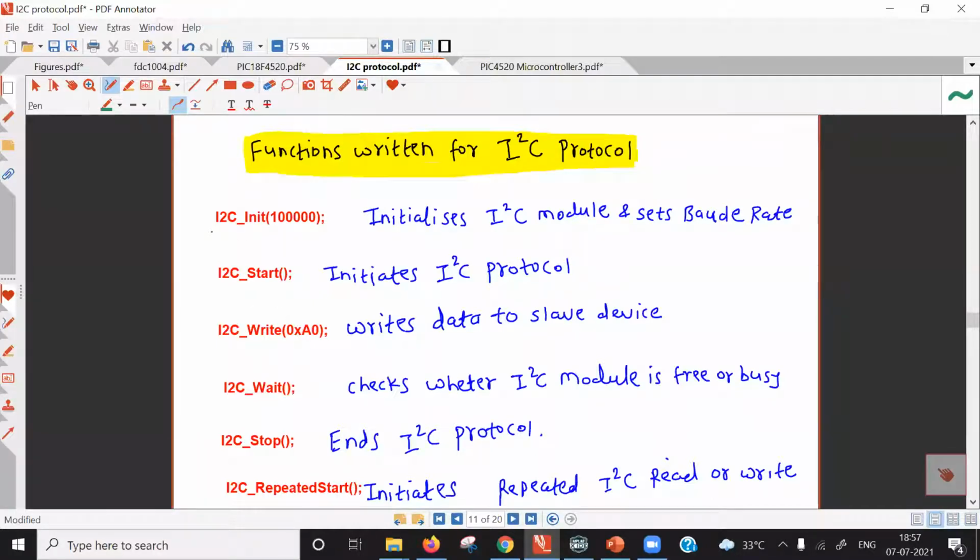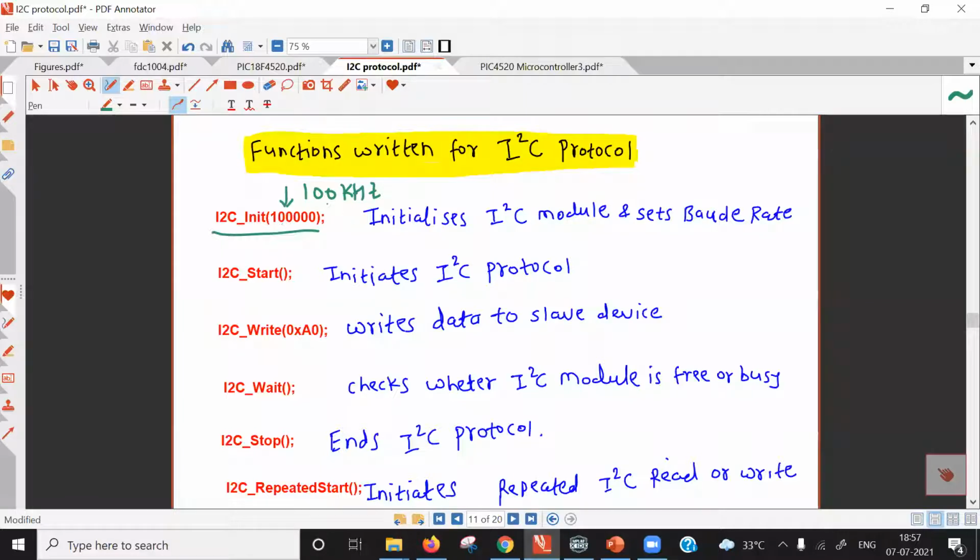So the first function which I have written is I2C underscore INIT. INIT stands for initialization. So I have given an easy to remember name. INIT stands for initialization, and here I have shown the argument. This number is 1 lakh. So it is an indication of the baud rate. 100 kilohertz is the baud rate.